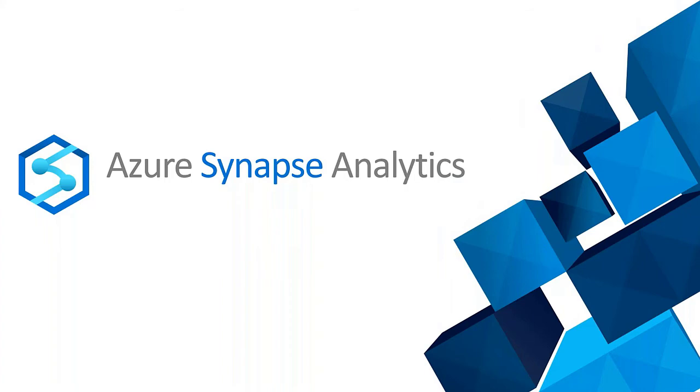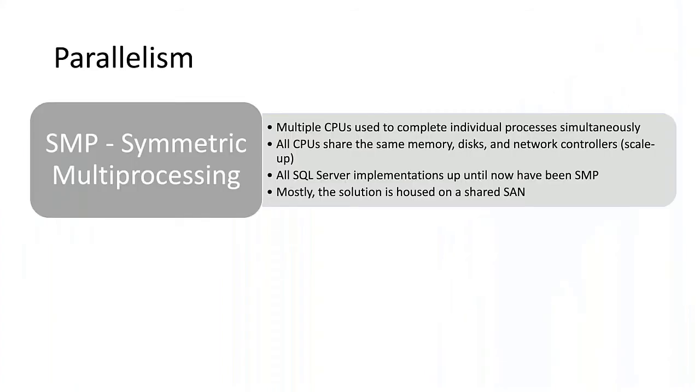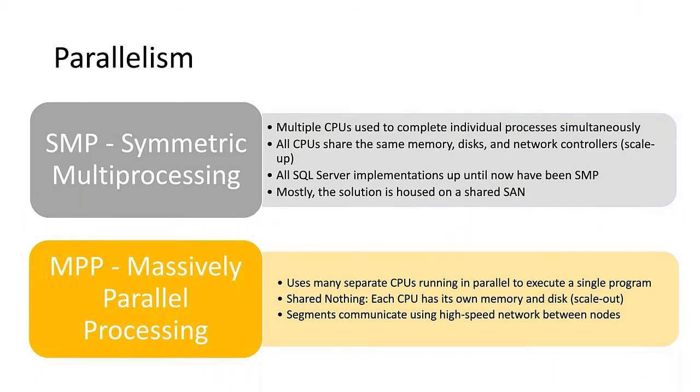So Synapse Analytics is what's known as a massively parallel processing system. So SQL Server is what we call a symmetric multiprocessing system. Multiple CPUs are used to compute individual processes, but all CPUs share the same memory and disk and network controllers. So if we want to increase the size of an SMP system, we buy a bigger server.